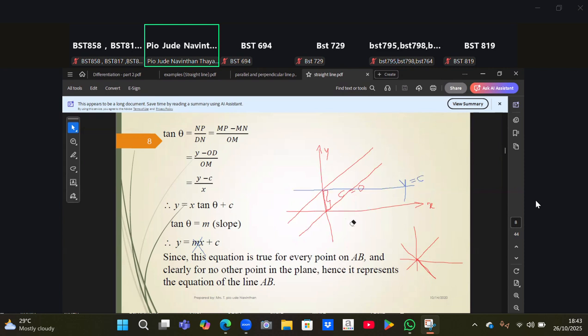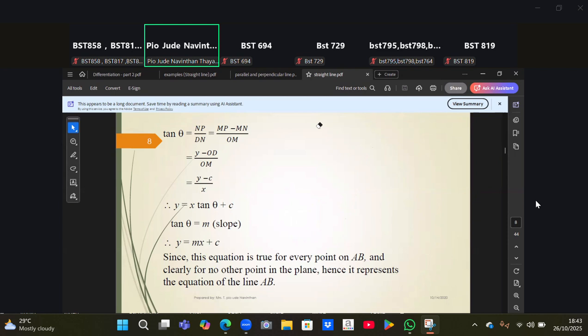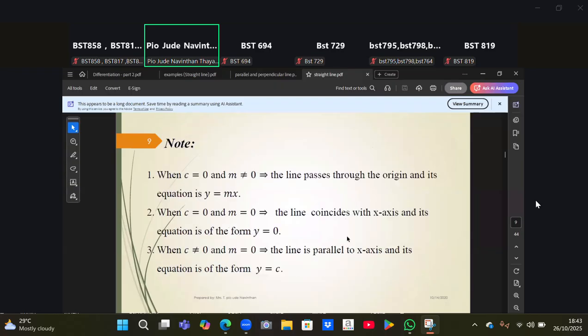Because that value is equal to 0, y is equal to c. Y is equal to c means that line is parallel to the x-axis. Yes, parallel to the x-axis. So we can analyze all the three. Then we can go to the next one. Here we are analyzing all the things.